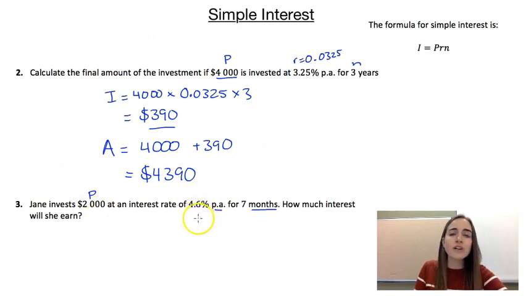So in this one, I'm going to stick with my $2,000 as my P, my principal. My rate, I'm going to write that in terms of months. So normally it would be 0.046, but that's for a whole year. So for a month, I'm going to divide that by 12, and that'll tell me what the interest rate is for each month.